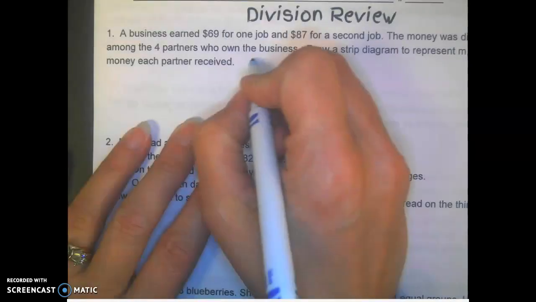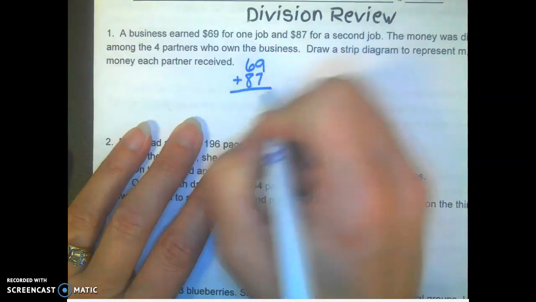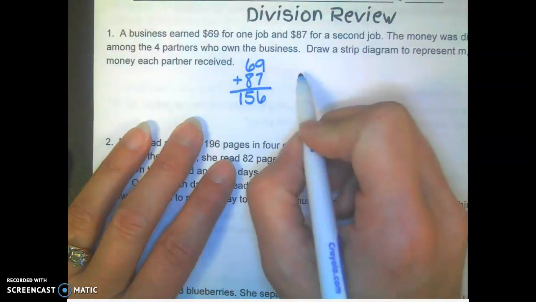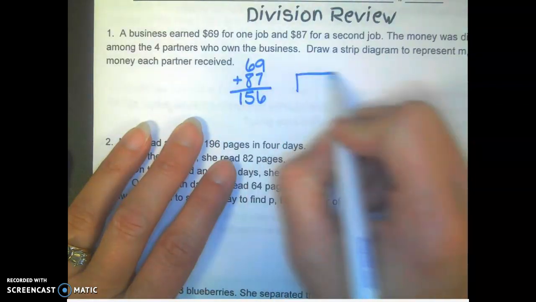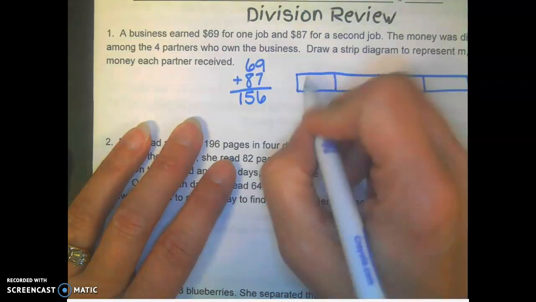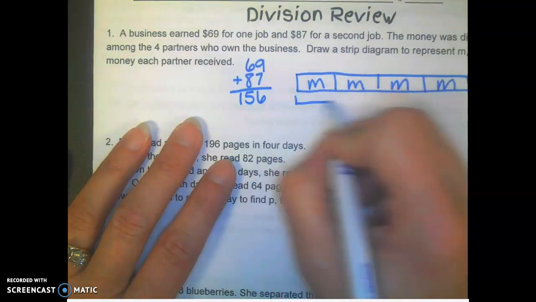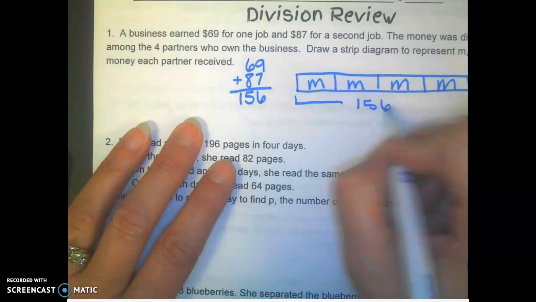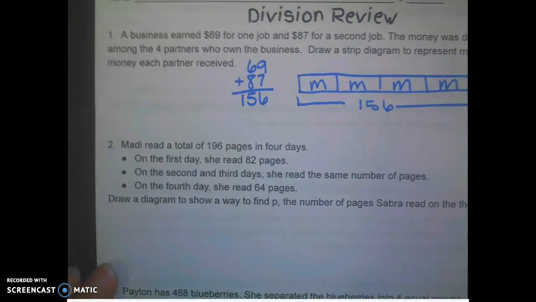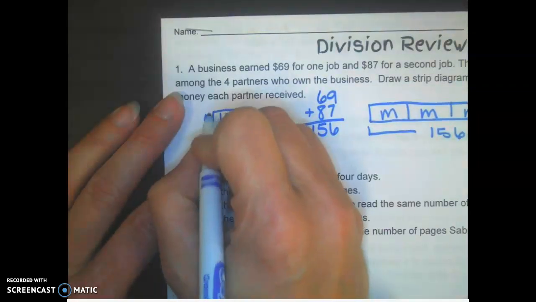So you need to add the money together to find the total amount of money that they earned. And you'll draw your strip diagram. There's 4 people, so you want 4 equal sections. And each section is represented by M. And then the total amount is 156. And then you can find out how much money each person got by taking 156 and dividing by 4.